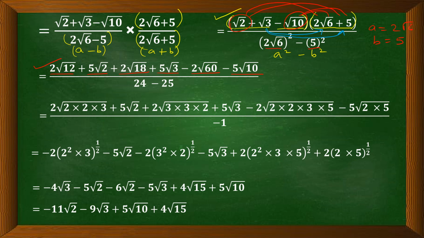And in the denominator, if you see, square of 2 is 4 and square of root 6 is 6. So 4 into 6 is 24. Now 5 square is 25, right? Now 24 minus 25 is minus 1 we are getting in the denominator, right?